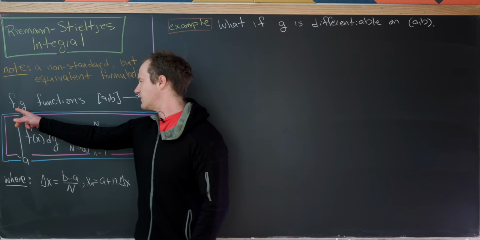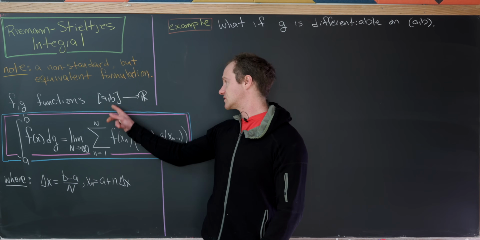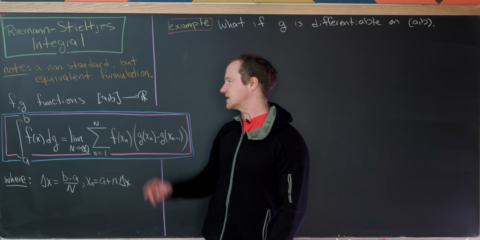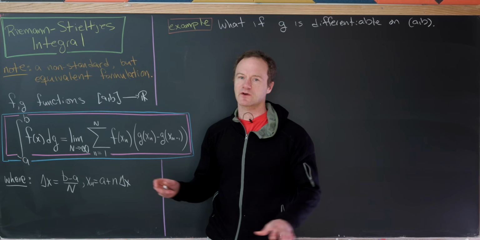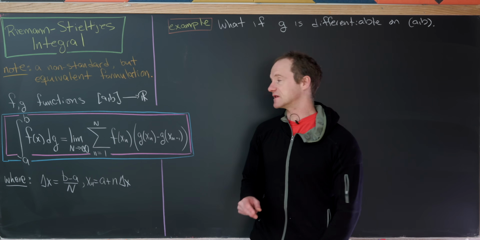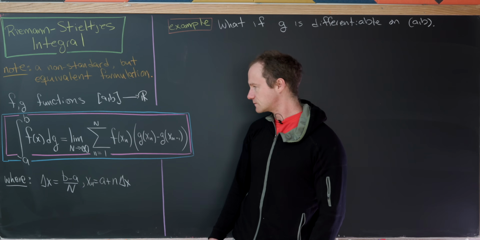Okay, so let's say we've got functions f and g. And those functions go from the closed interval [a, b] to R. So they may be defined outside of this closed interval, but for our purposes, in defining this integral, we'll just need them to be defined inside that closed interval.